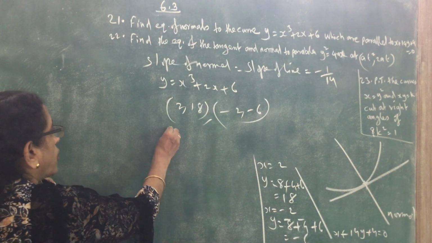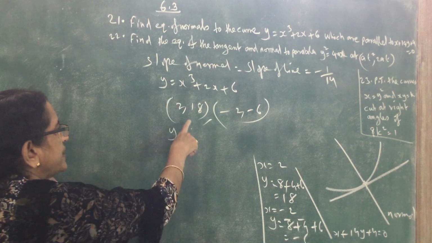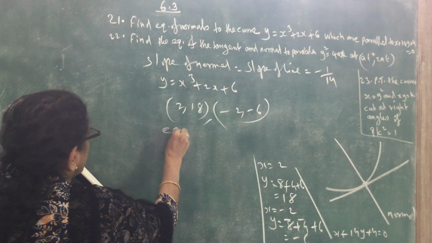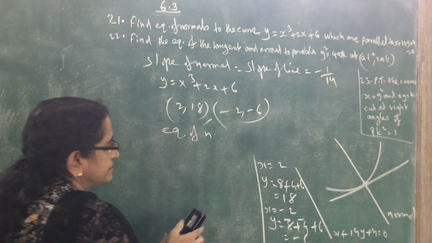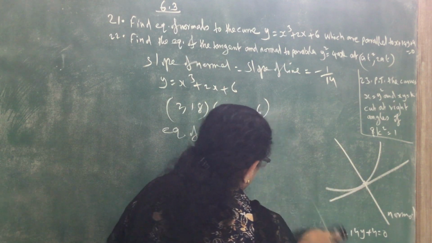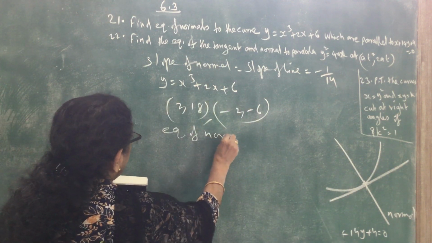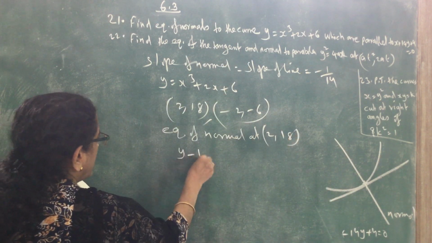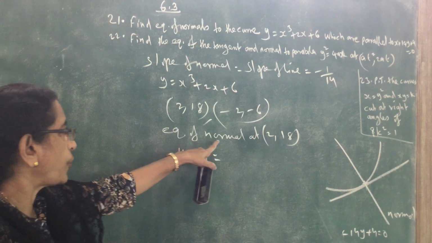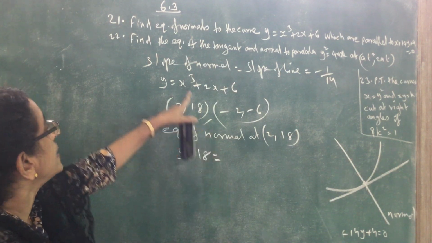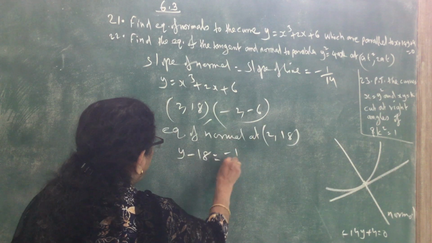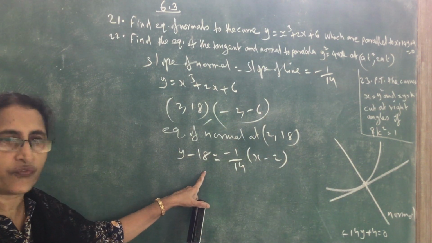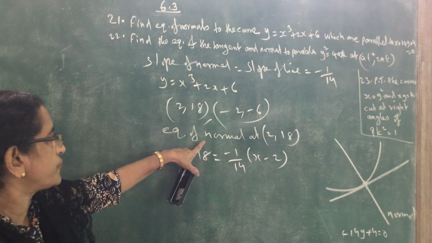To find the equation of normal, first consider the point (2, 18): y minus y1 equal to the slope of the normal times x minus x1. Slope of the normal is minus 1 by 14, so y minus 18 equal to minus 1 by 14 into x minus 2. Simplifying this, you will get the equation of normal at this point.